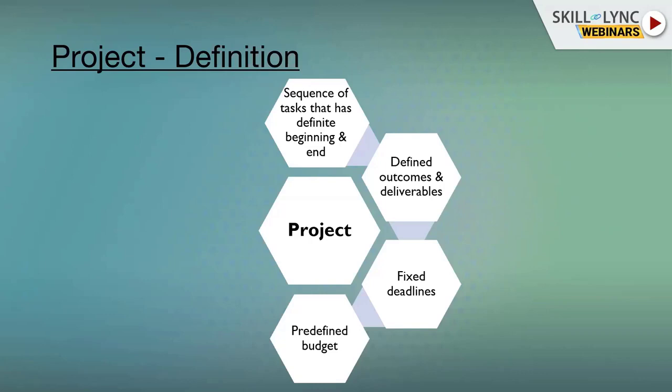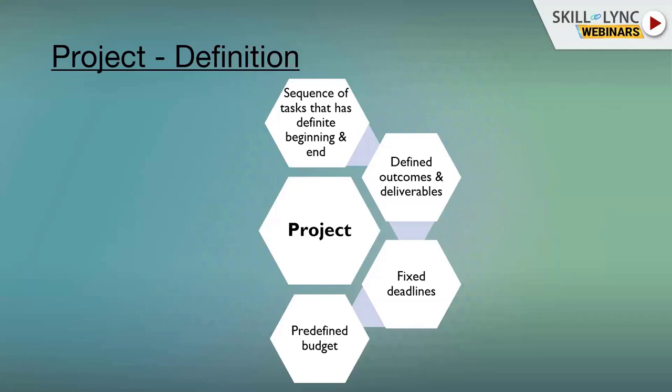Right. So it has certain types of tasks involved. It has a sequence of activities, which has a definite beginning and a definite end. It has definite outcomes and deliverables. It has a fixed deadline. Every project has a fixed deadline. Right. It always has a fixed and predefined budget.